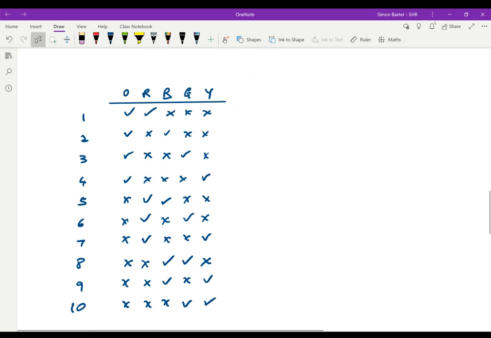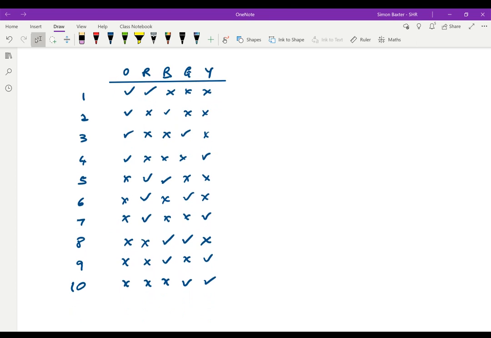Can't get the screen to move. There it is. So we have 10 ways.